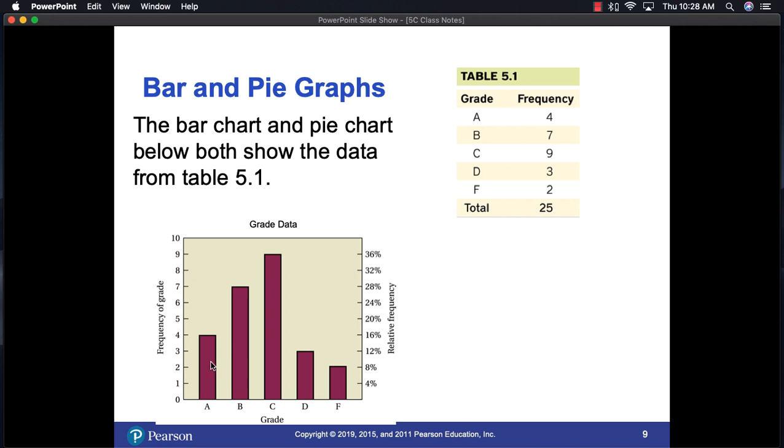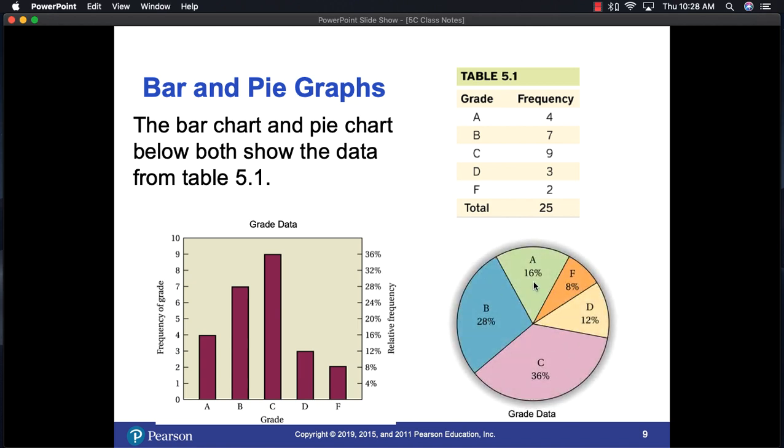Notice that my A students, the bar has a height of 4. My B students has a height of 7. My C students has a height of 9, and on down the line. Whereas a pie chart looks something like this. Now, because I have more students getting C's than in any other bin, it's pretty obvious that my pie slice for the C's is going to be the biggest, with the B's being the second biggest, and then A's next, D's is next, and then F has the smallest pie slice, thankfully, in this case. So here's some examples of bar graph and pie chart.